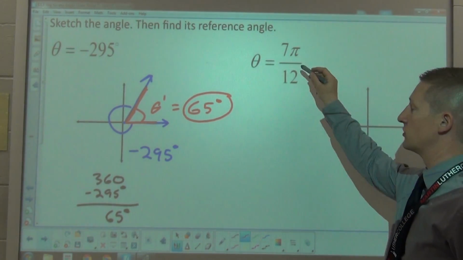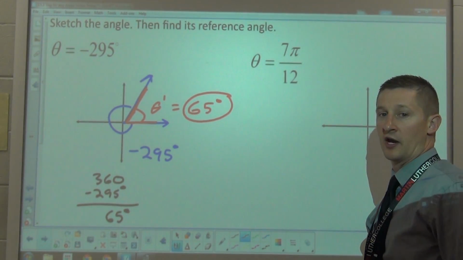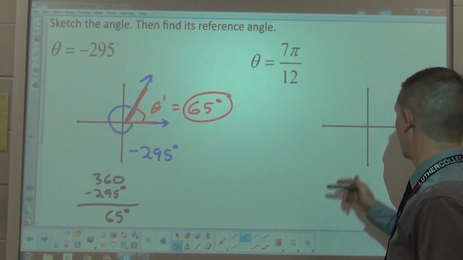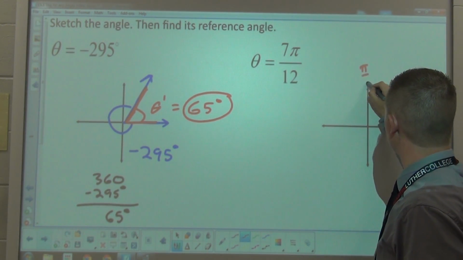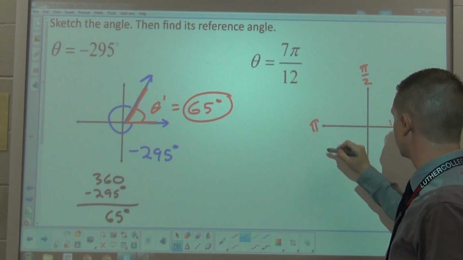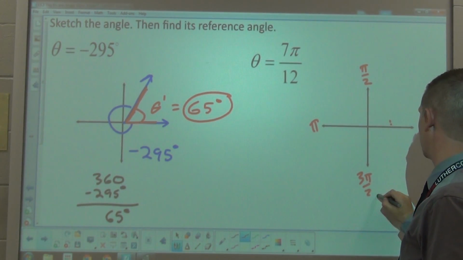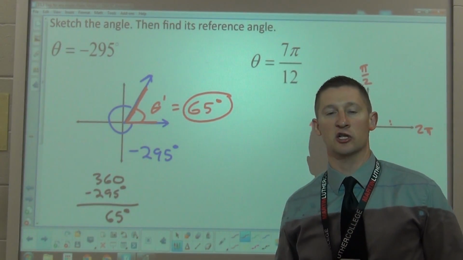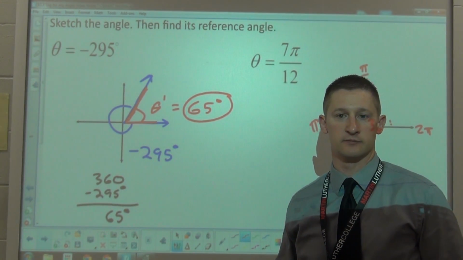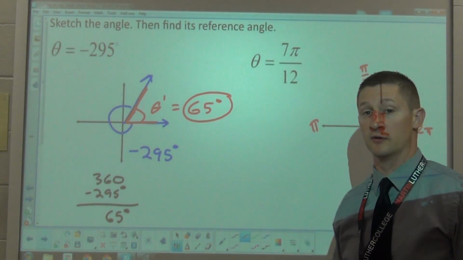Think about how 7/12 compares to something that I know, like half of pi. I know half of pi is right here at 90 degrees. I know 1 pi is right here. I know 3/2 pi is down here. I know this is 2 pi. So 7/12 is a little bit bigger than 1/2, right? 6/12 would be 1/2, 7/12 is a little bit bigger.